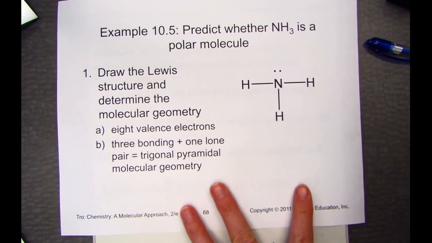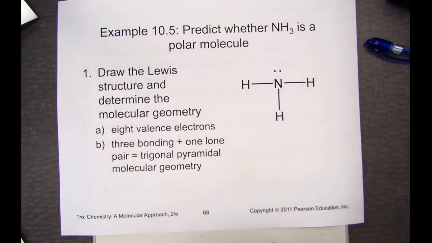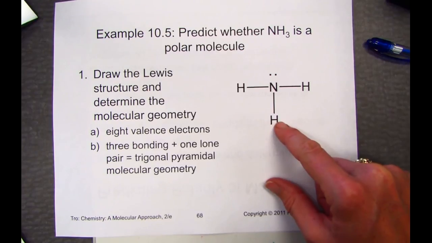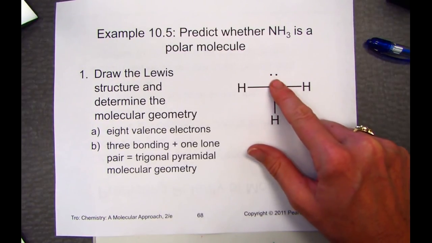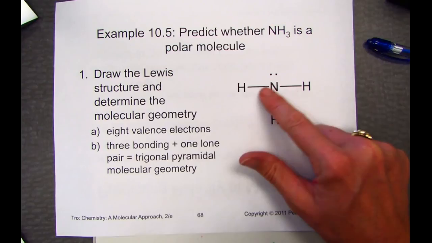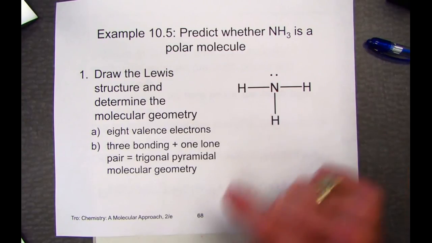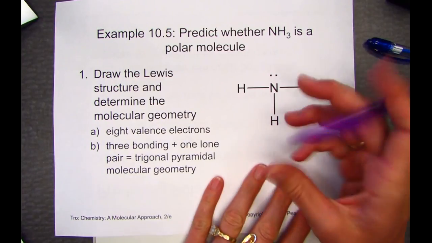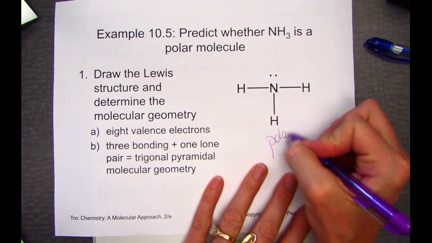Predict whether ammonia is a polar molecule. Once I draw the Lewis dot structure for ammonia, I can simply go, oh, not symmetrical. I have a pair of electrons. If I look left, right, and down, I see hydrogens. But if I'm looking north, I see electrons. It's not symmetrical. This would be a polar molecule.